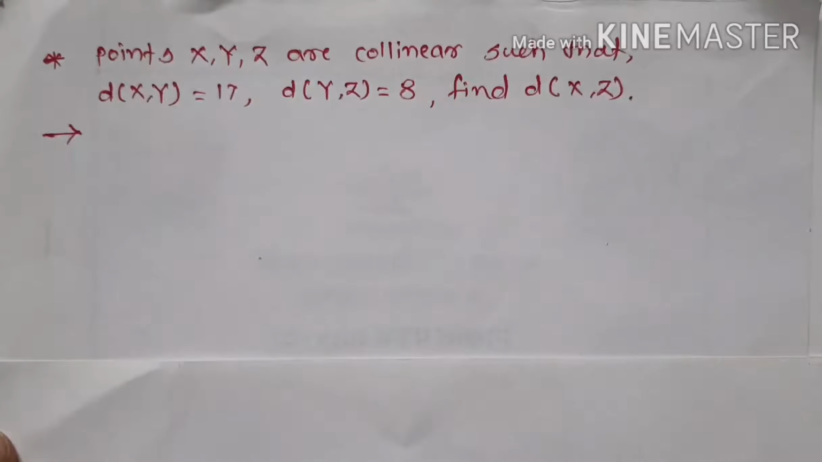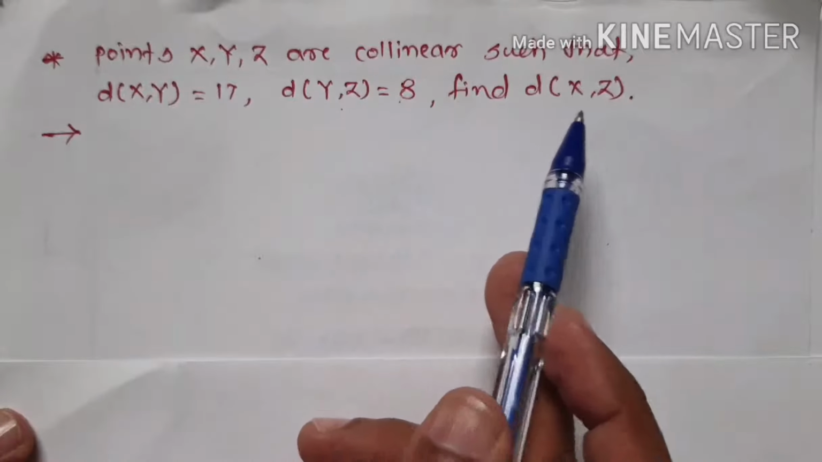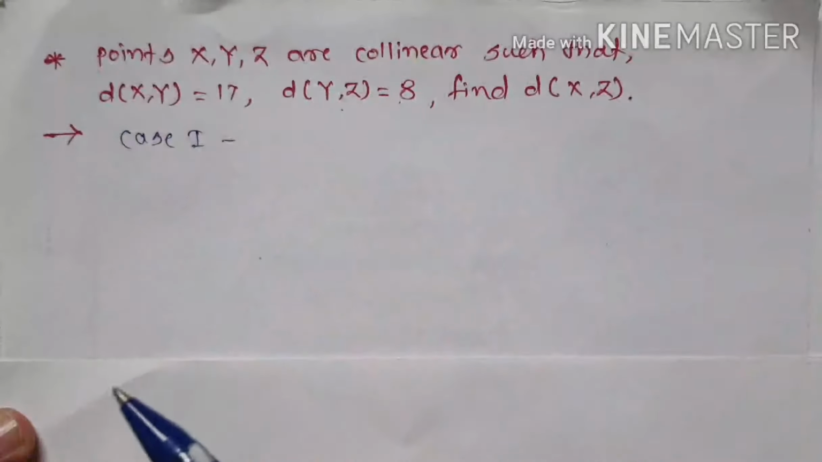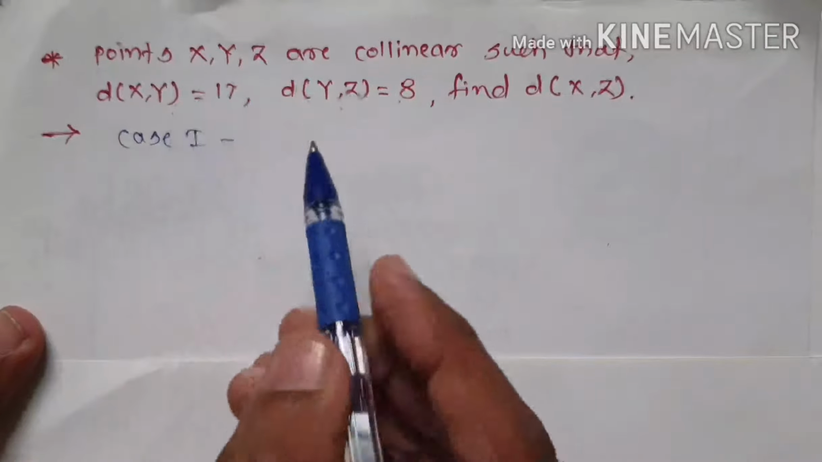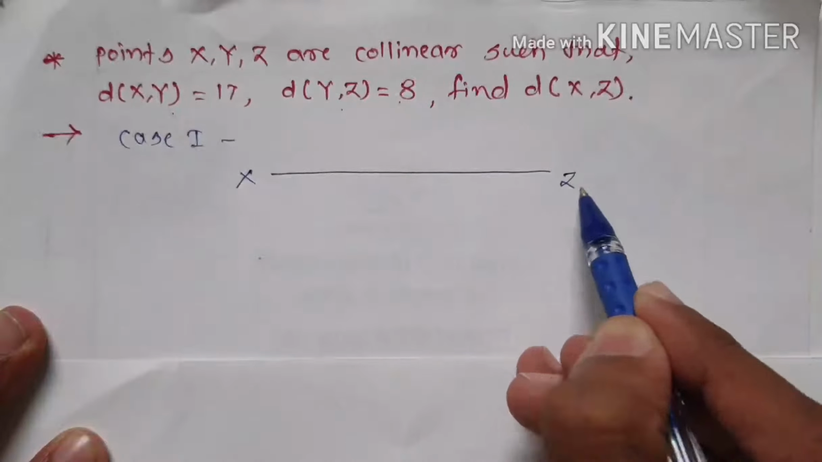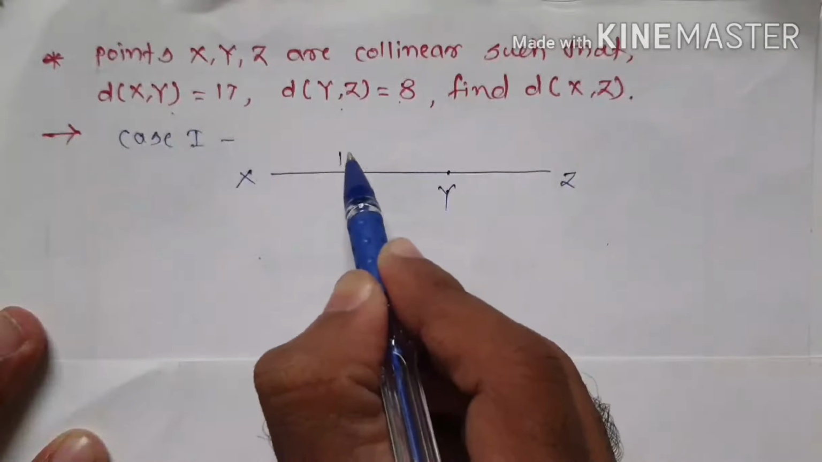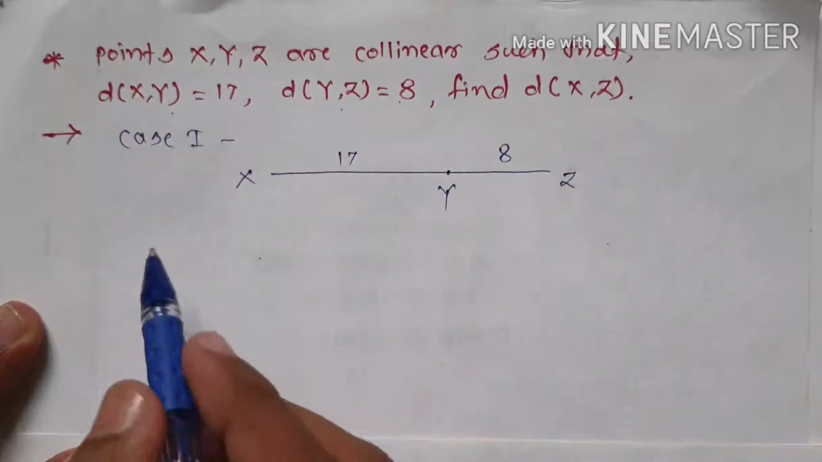Now the next problem. There are points X, Y and Z which are given collinear, such that distance XY is equal to 17, distance YZ is equal to 8, and from that we have to find distance XZ. Now for this there are two possibilities. In the first possibility, if the point Y is between X and Z, then if we draw a diagram where points X and Z are the endpoints and point Y is between X and Z, then distance XY is 17, distance YZ is 8. So in this case, we have to find distance XZ.